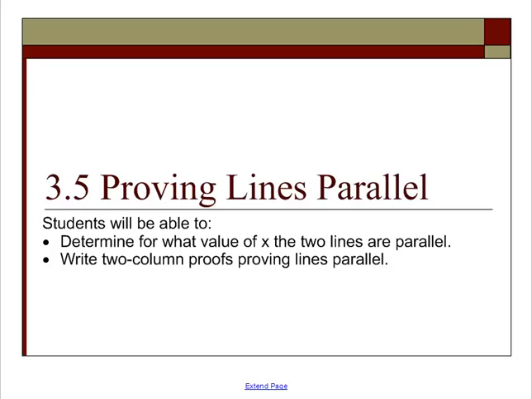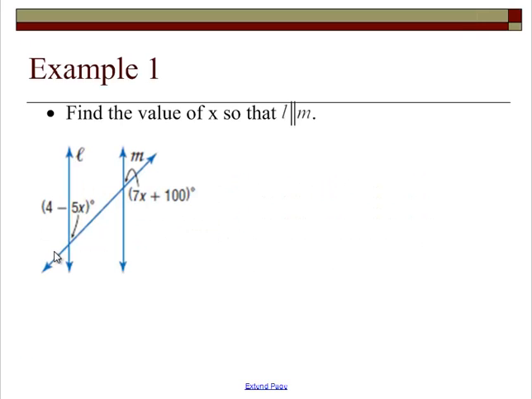Alright, so earlier on in this chapter we used the fact that lines were parallel to prove that angles were congruent. Now we're going to go backwards. We're going to do the converse, that if angles are congruent or angles are supplementary, then we could say that lines are parallel. Alright, so we've got 4 examples for this, and let's take a look at it.